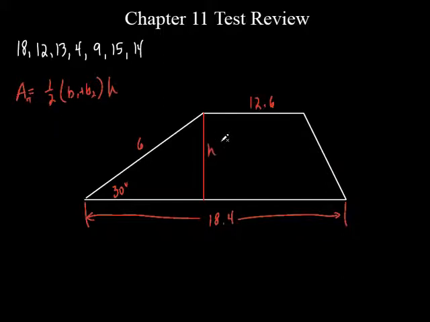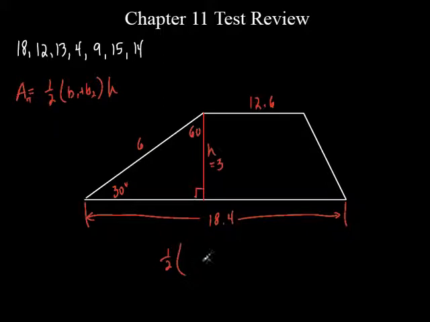The height. If this is the height, it has to be perpendicular to this, so this has to be a 30, 60, 90 triangle, correct? This would be the short side and this would be the hypotenuse. If the hypotenuse is 6, what's the relationship between the hypotenuse and the short side? The hypotenuse is twice as big, so the short side must be 3. Now you just plug it in.